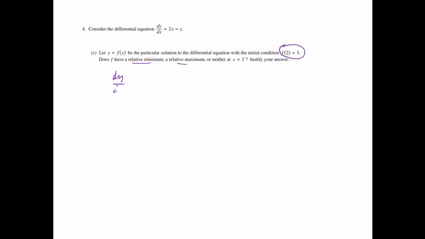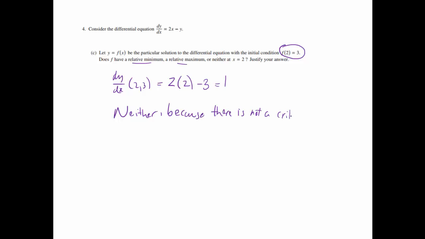So to find a critical value, I'm going to be finding dy/dx at 2, 3. And if I do that, I'll get 2 times 2 minus 3. That gives me 1. So there is not even a critical point at the point 2, 3, so there cannot be a relative minimum or a maximum. So I'm going to say neither, and I'm just going to say because there is not a critical value at 2, 3. And I might even say because dy/dx is equal to 1, it doesn't equal 0.